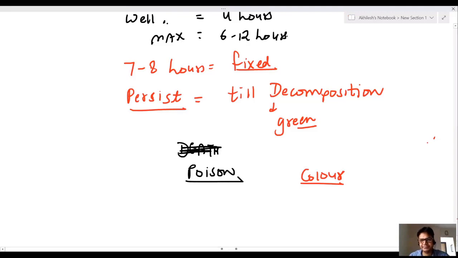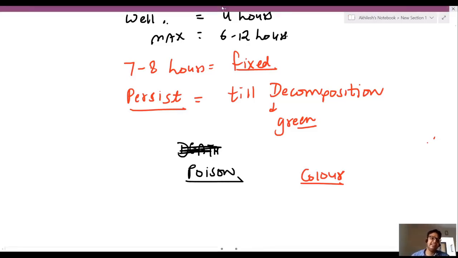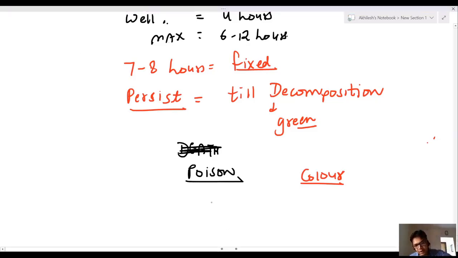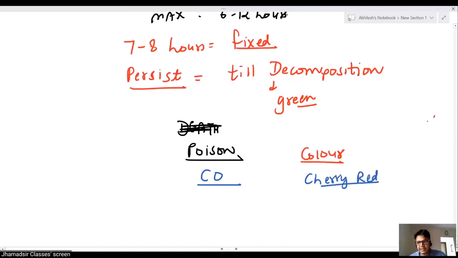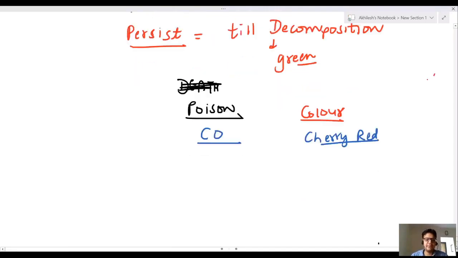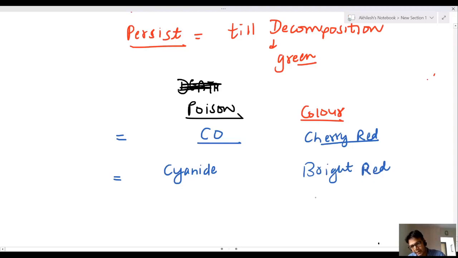Now sir, see, in different poisoning cases or different causes of death, postmortem staining is different, the color is different. Like carbon monoxide poisoning: it forms carboxyhemoglobin. That's why the color is cherry red in carbon monoxide poisoning. In cyanide poisoning, cyanide forms cyanohemoglobin. Bright red or brick red color in cyanide poisoning.